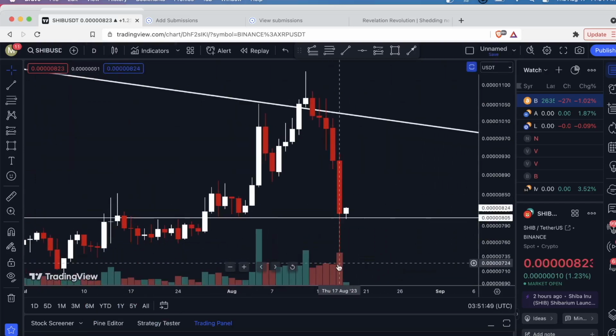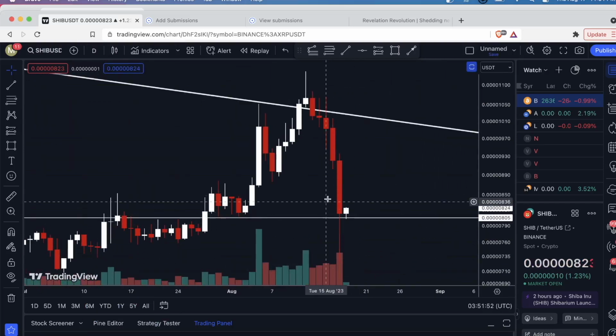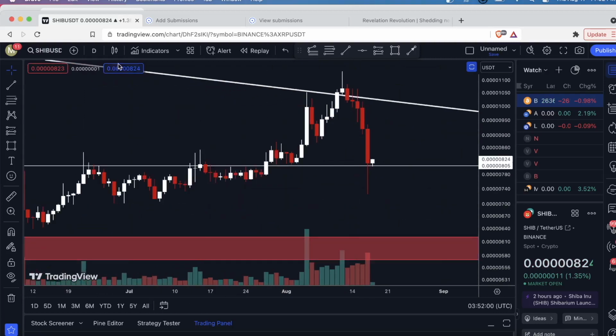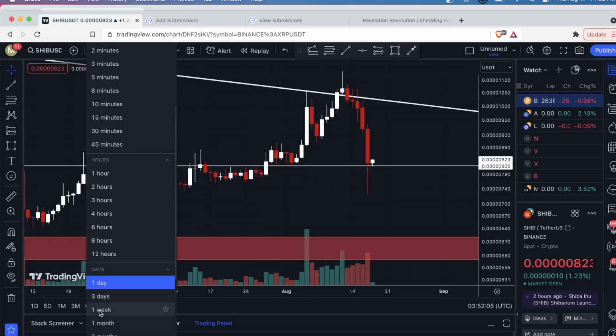Look at that. Buyers came in, that's why you see the wick, and this daily candle closed above it, and now we're putting in a fresh candle, and again, the body is above it right here. So this is your level that you want to watch, but mainly on the weekly time frame, okay?